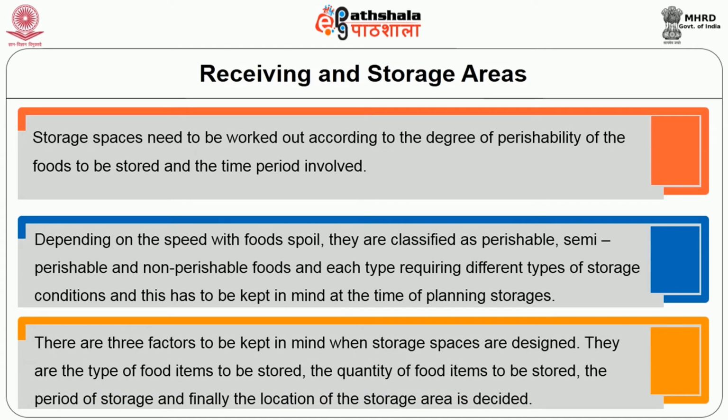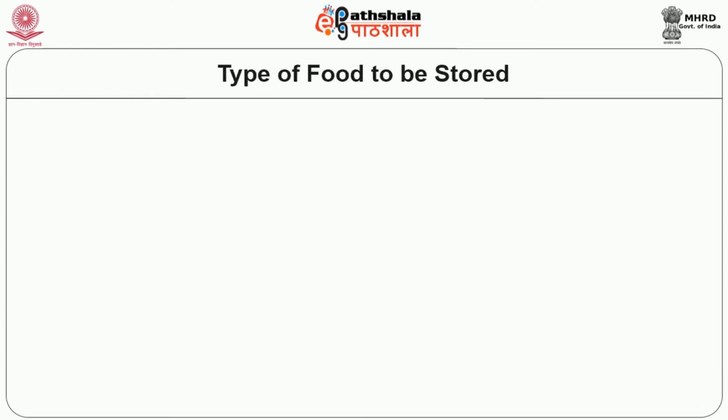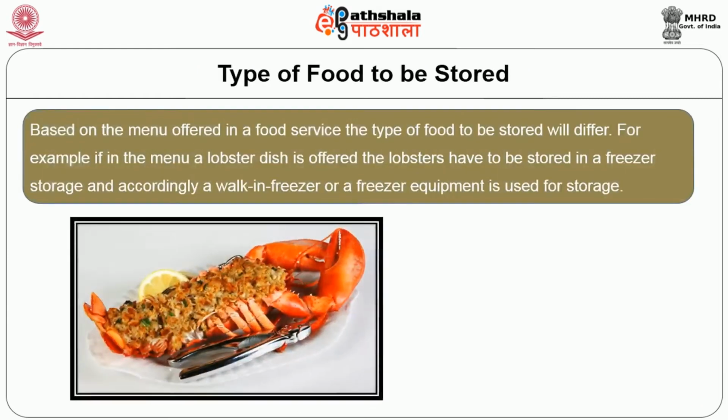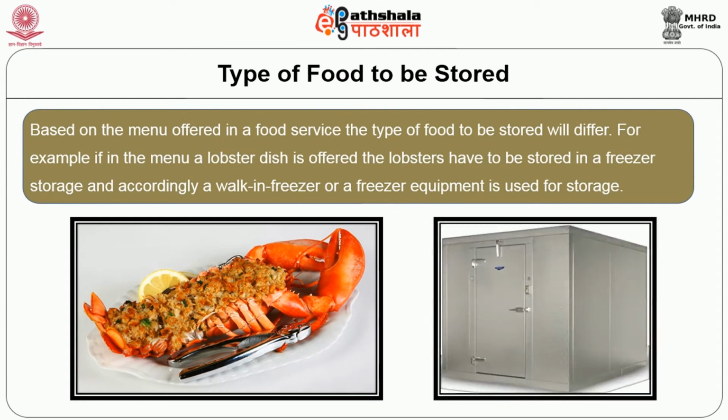They are the type of food items to be stored, the quantity of food items to be stored and the period of storage, and finally the location of the storage area is decided. First is type of the food to be stored. Based on the menu offered in the food service, the type of food to be stored will differ. For example, if in the menu a lobster dish is offered, the lobsters have to be stored in a freezer storage, and accordingly a walk-in freezer or a freezer equipment is used for storage.